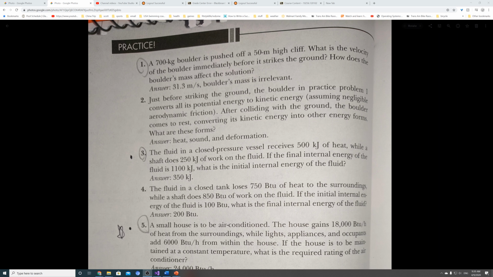Okay, I'm going to look at practice problem number 1 on page 212, chapter 6. So this problem is you have a boulder, you push it off a 50-meter high cliff, and you want to determine what the velocity is just before it strikes the ground. They actually give you the answer here, but we'll go through and work on the solution for this one.